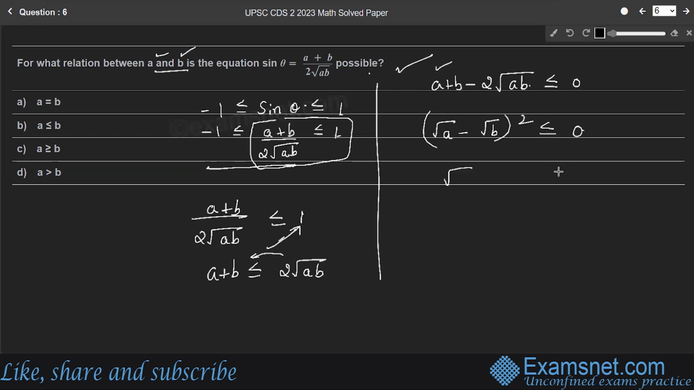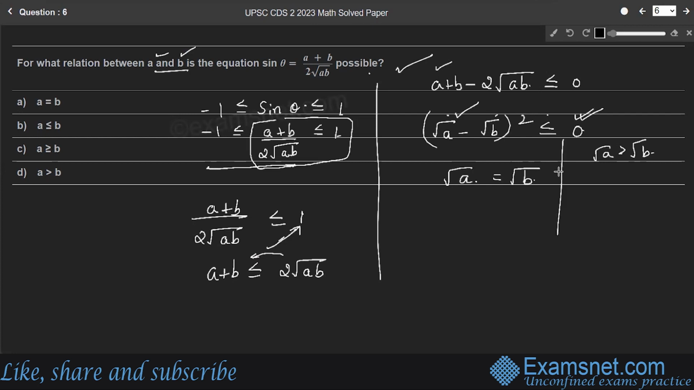That means root a is equal to root b. So one of the conditions is if root a is equal to root b, then root a minus root b is 0, and its square is also obviously 0. It can be less than 0 also? That is not possible because root a minus root b, if for example root a is greater than root b, then the difference becomes positive, and its square is also positive, which cannot be less than 0.